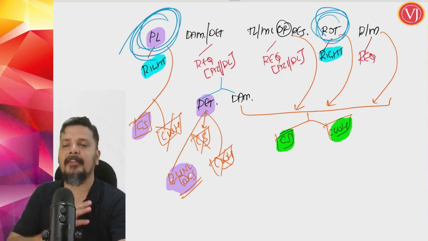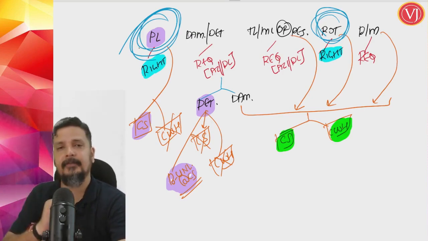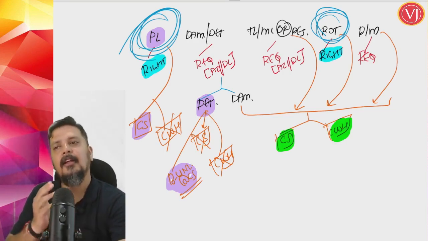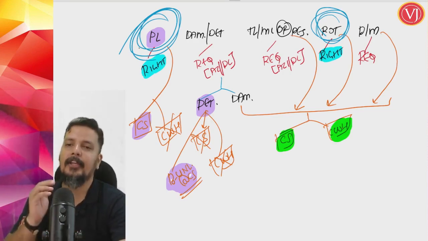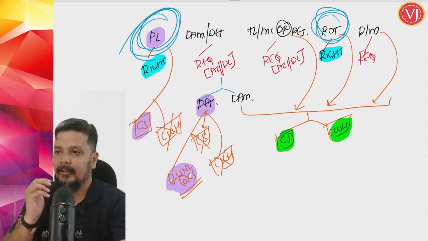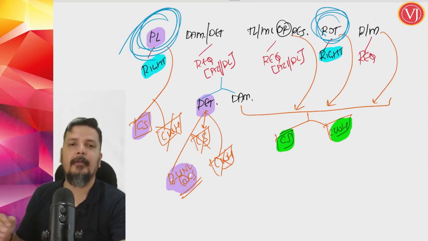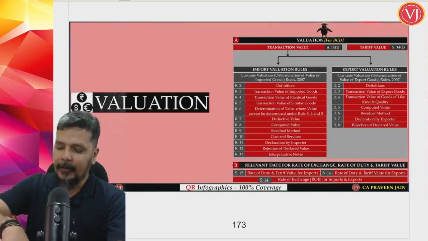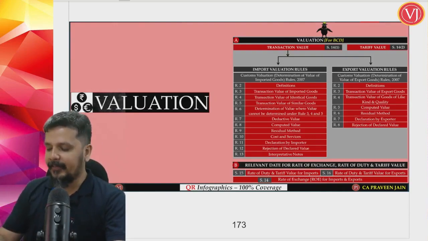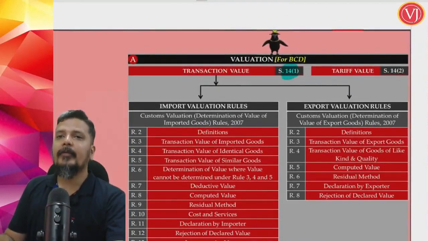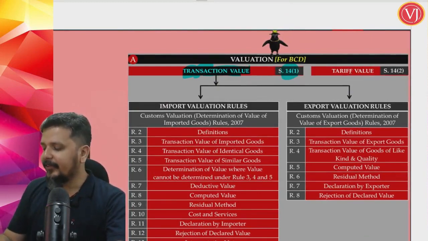Be it section 12, the normal charging section, be it section 20, 21, special charging sections or clarification to charging section, or be it 13, 22, 23(1), 23(2), section 68, even your section 24. These are all your special provisions. Now, when you talk about your customs valuation, the entire concept of customs valuation is discussed in your section 14. Section 14(1) talks about your transaction value, and then section 14(2) talks about your tariff value.